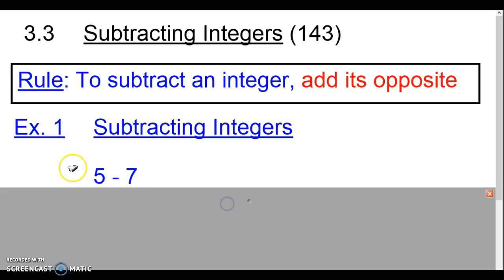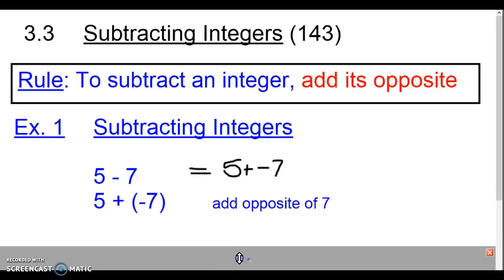This first problem says 5 minus 7. So on a number line, what I would do is I would start at 5, and then I'd go to the left 7 spaces. Now, without using my number line, I can also write this as an addition problem. 5 plus negative 7 would be the same motion on the number line. I'd start at 0, go to 5 to the right, and then I'd move 7 to the left, which would give me the same answer. So 5 minus 7 and 5 plus negative 7 are the same thing. So you're adding the opposite.